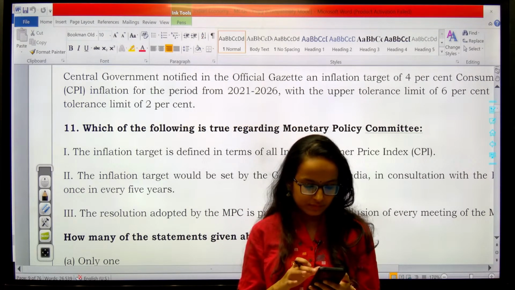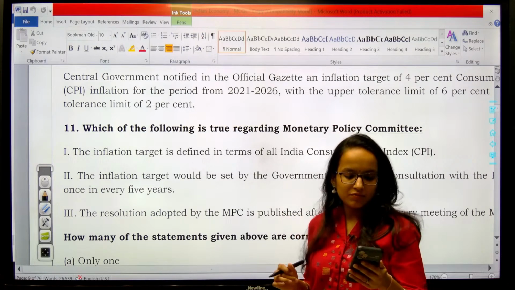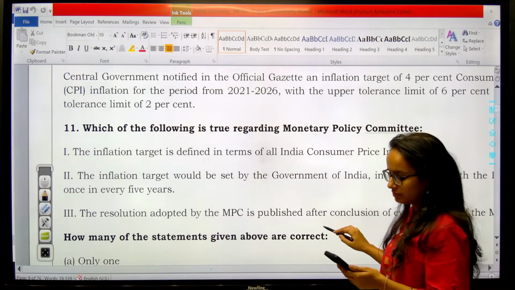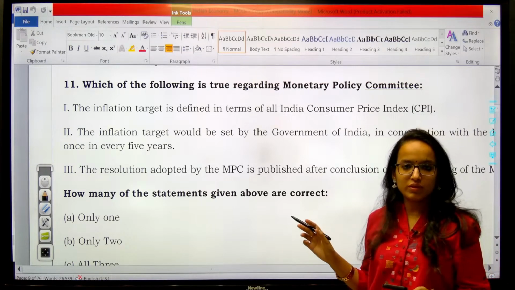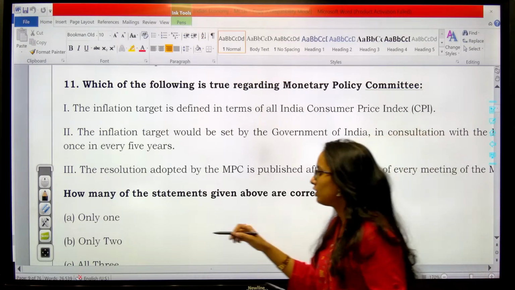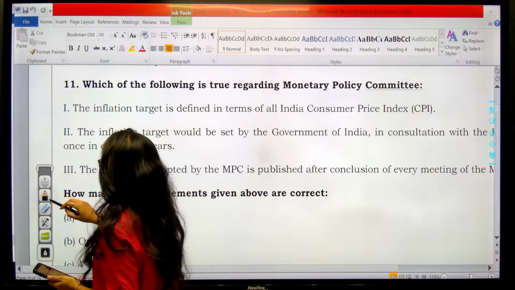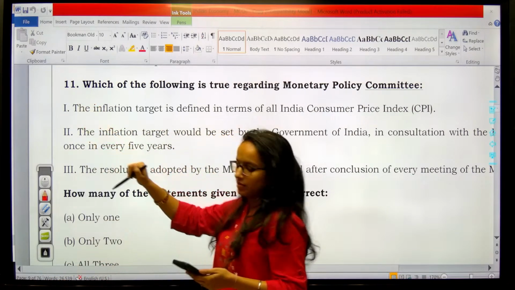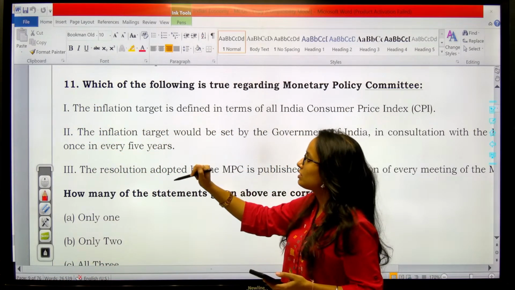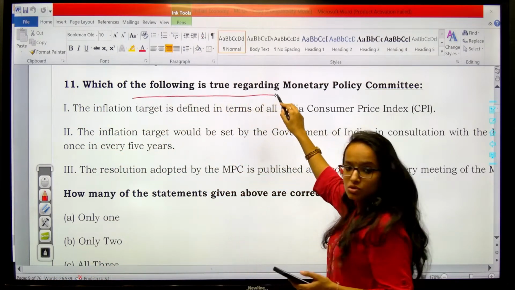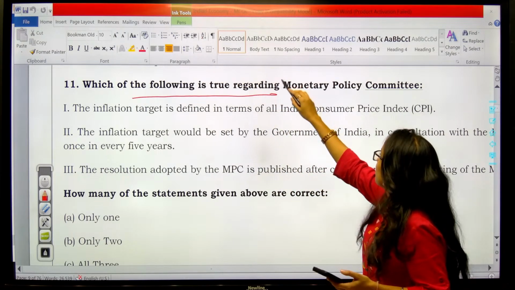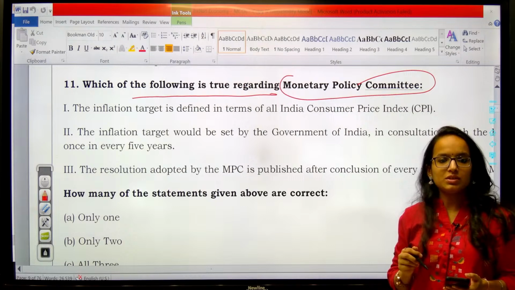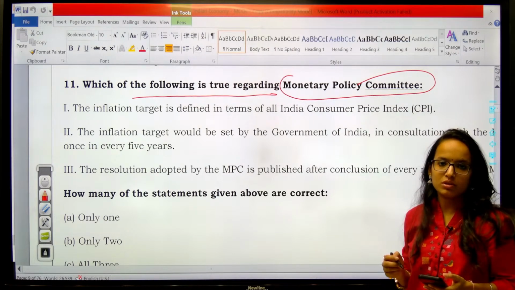All right. So let's begin with question number 11. We have discussed so far till question number 10 in detail. Let's take up this question now. Question 11 says, which of the following is true regarding Monetary Policy Committee? So this question is again talking about your Monetary Policy Committee.